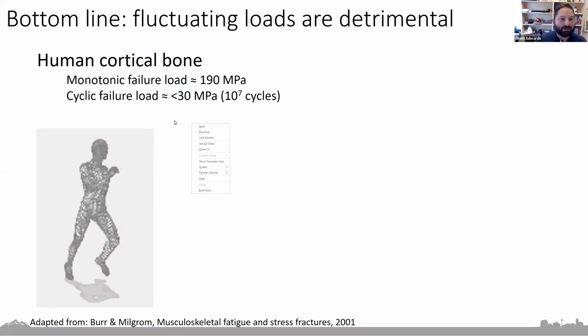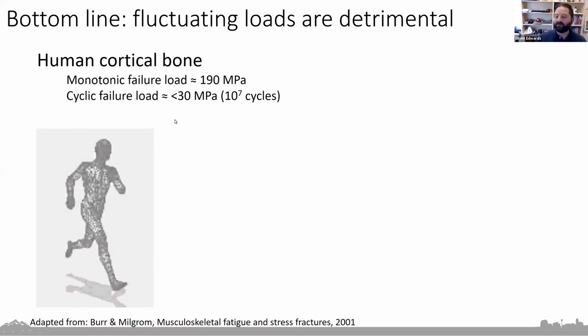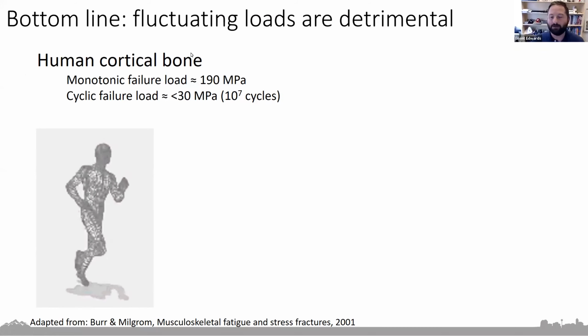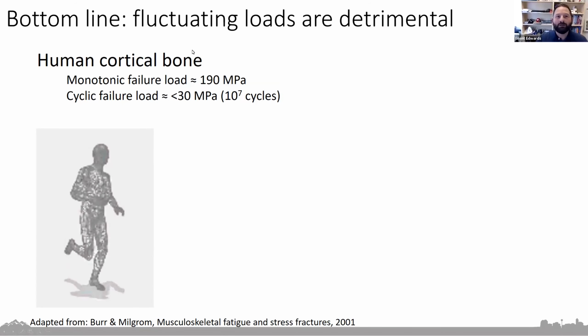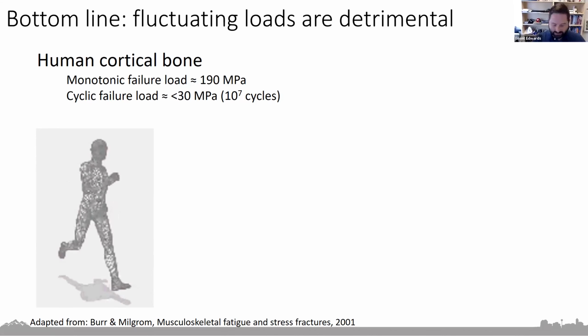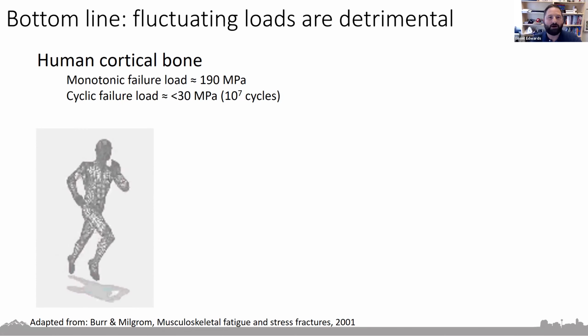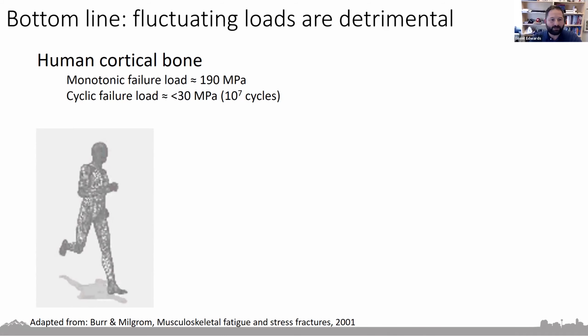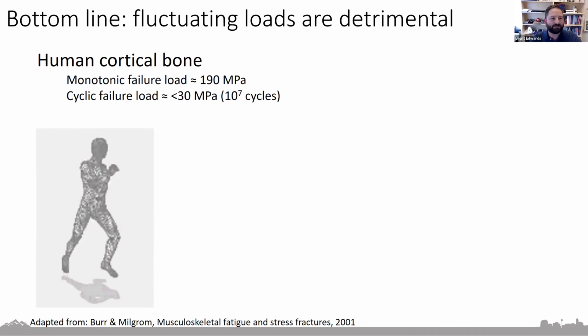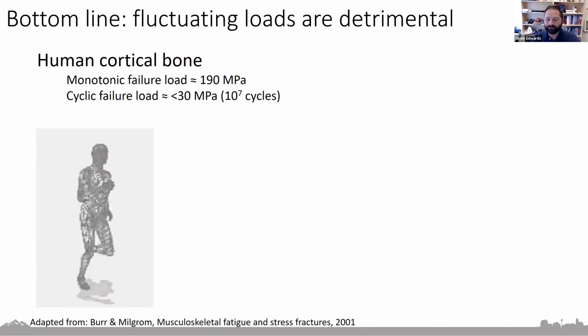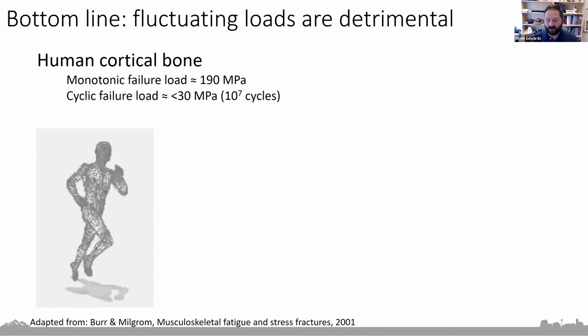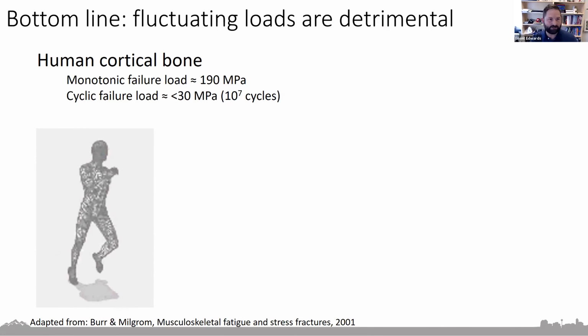So the bottom line of the research that I'll be talking about today is that fluctuating loads are detrimental. If you look at something like cortical bone, it has a monotonic ultimate stress around 190 megapascals. But for an endurance run of 10 to the 7th cycles, you can get that same sample to fail at less than 30 megapascals. We attribute this phenomenon to something called mechanical fatigue, which is really the nucleation and accumulation of microdamage that we see in a material when it's subjected to repetitive loads.